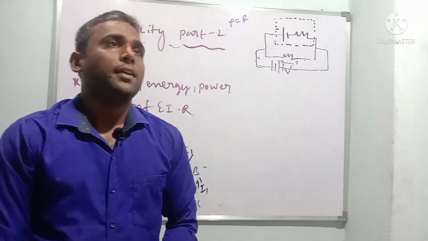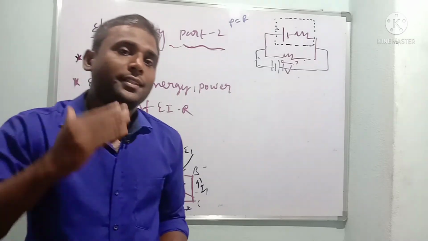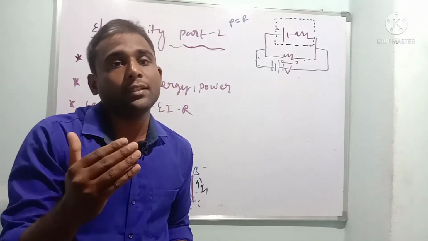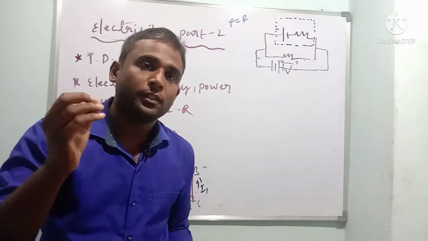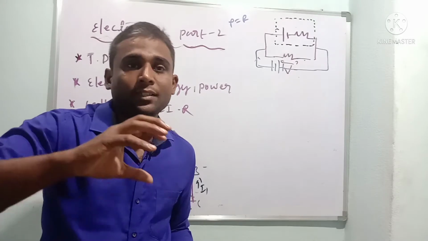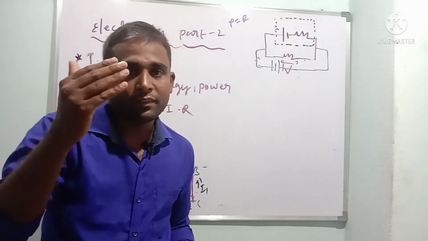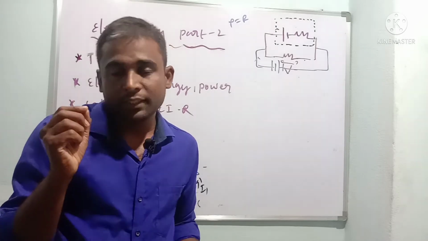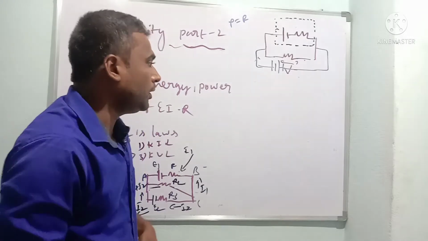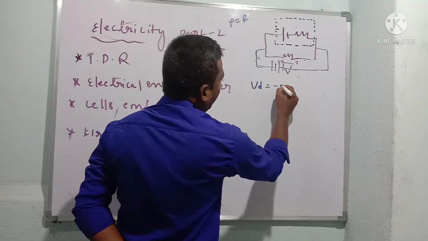Dear children, in the previous class we understood electricity part 1: what is electric current, drift velocity, various charged particles in various substances, expression for drift velocity, resistance, resistivity, and Ohm's law. Here we are left with a small topic, that is current in terms of drift velocity. We know that drift velocity is given by the symbol eEτ/m.